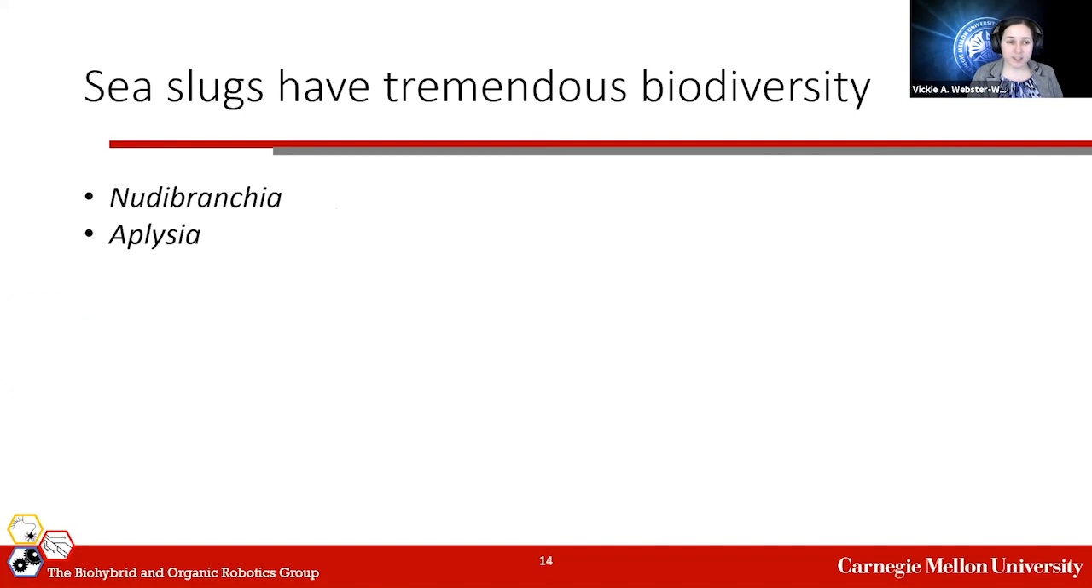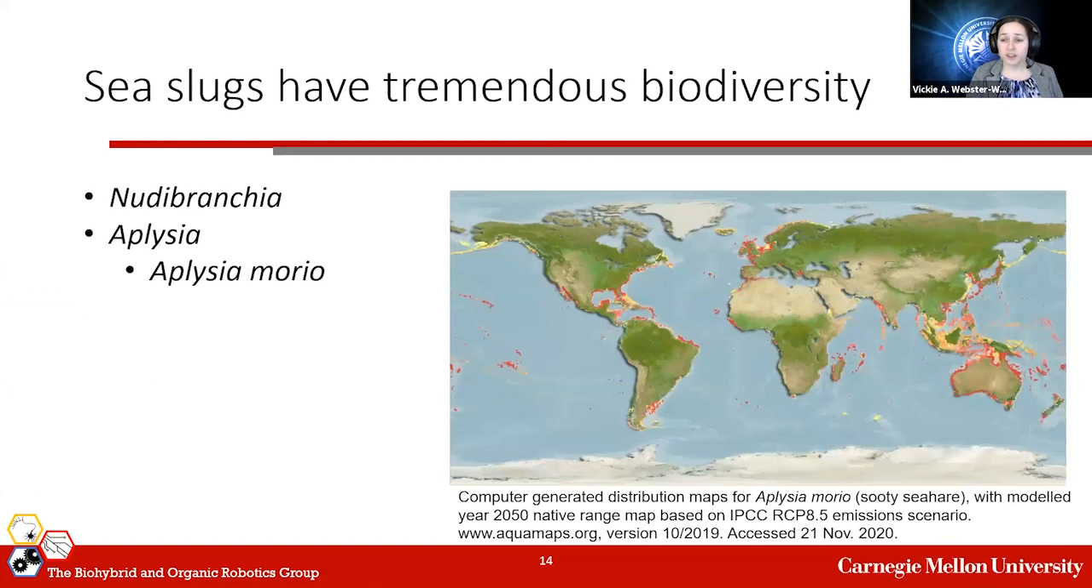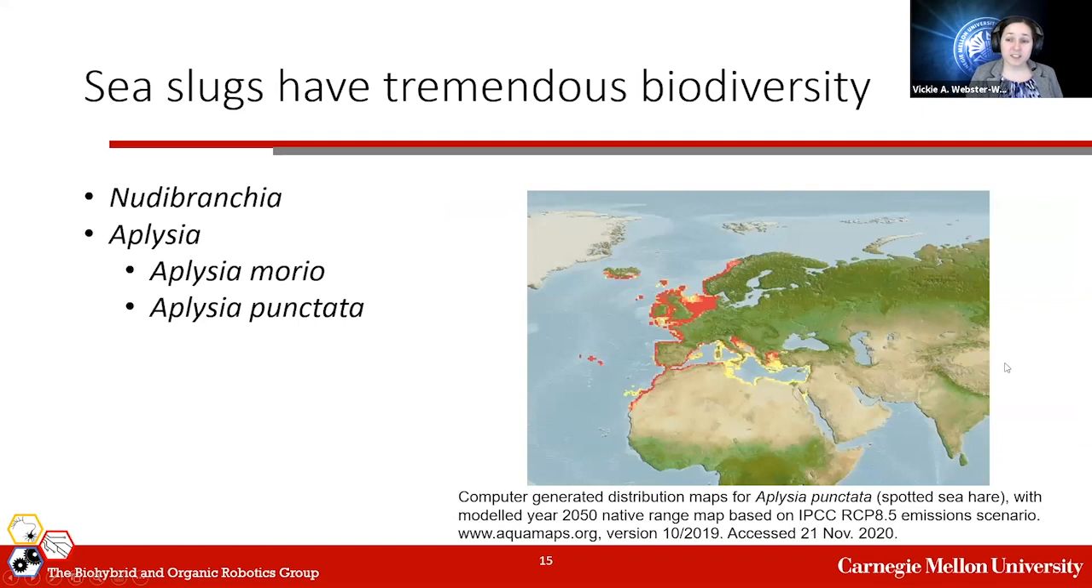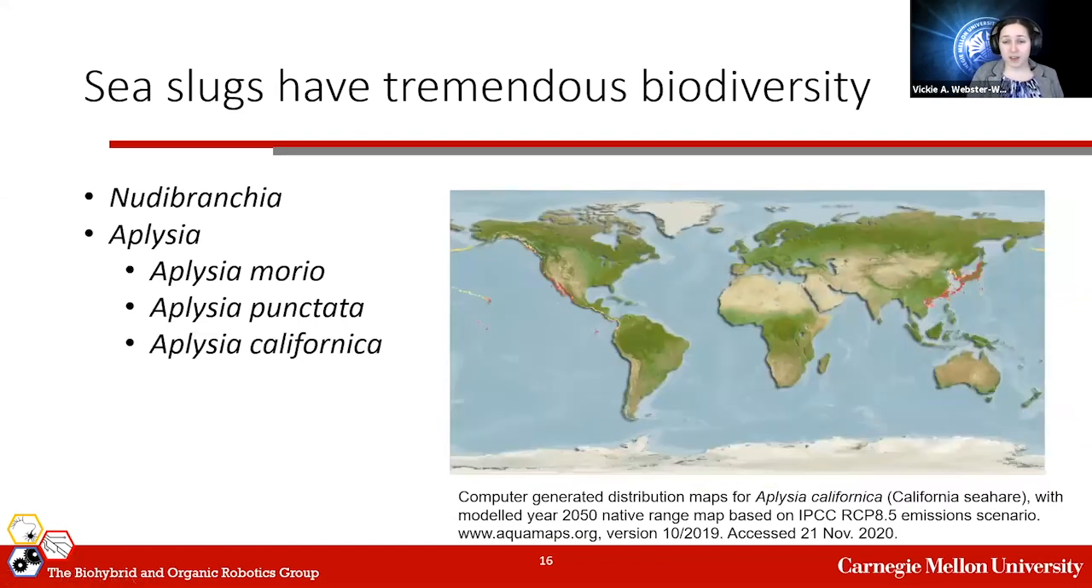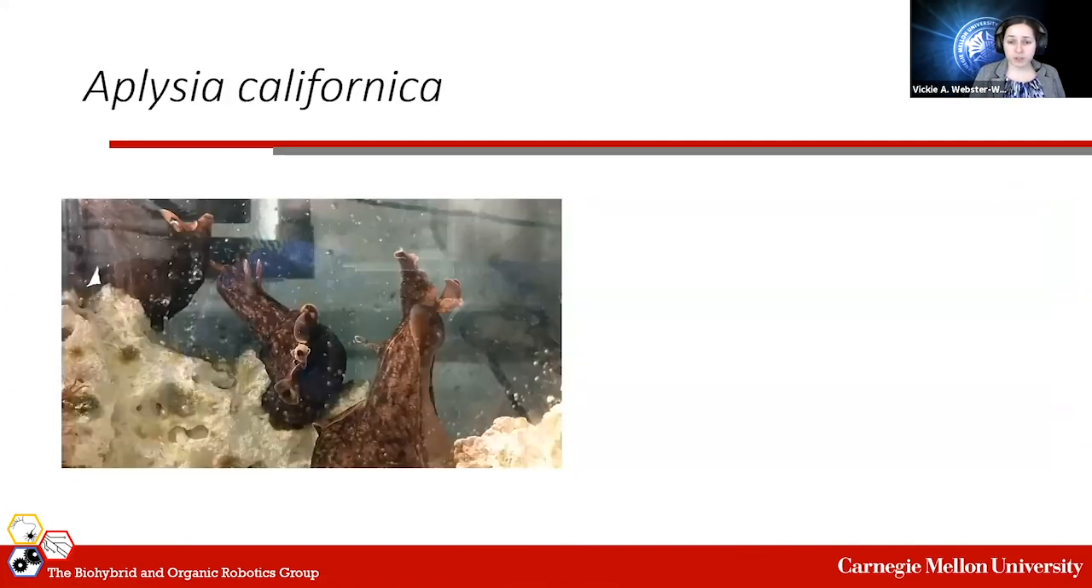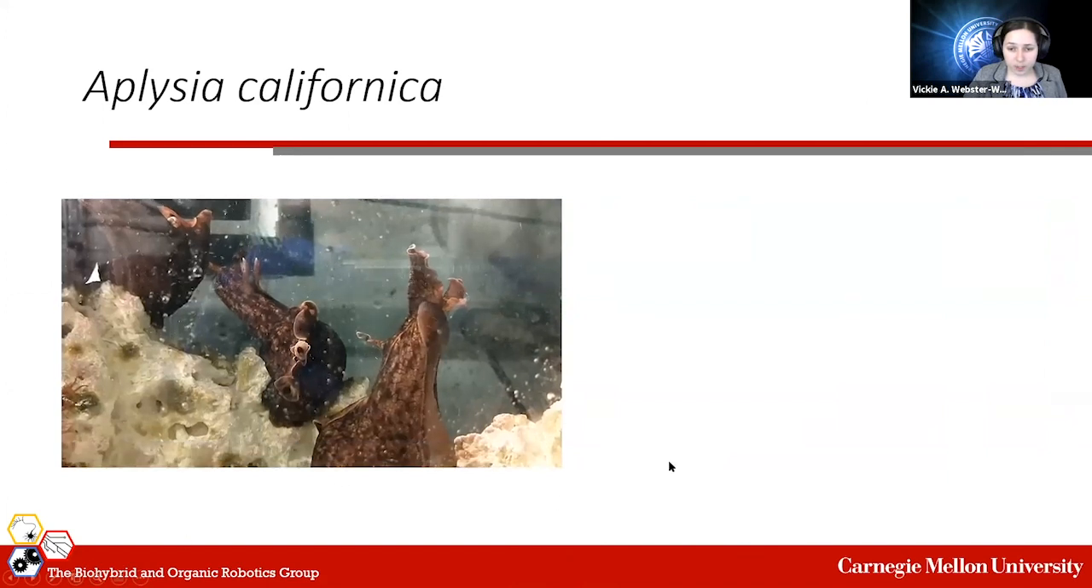Another type of sea slug, Aplysia, has a number of species with widespread biodiversity. Aplysia morio exists on the vast majority of coastlines globally, with a special focus here in Oceania. Aplysia punctata is native to many of the coastlines of Europe. And Aplysia californica is native to many of the coastlines surrounding the Pacific Ocean. So it is really possible to identify a sea slug native to a location where you want to deploy your robot. And in my research group, we focus on Aplysia californica.